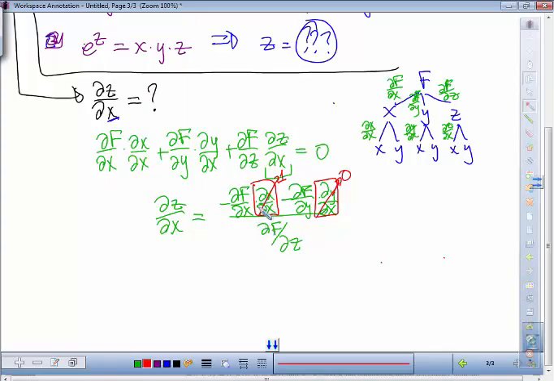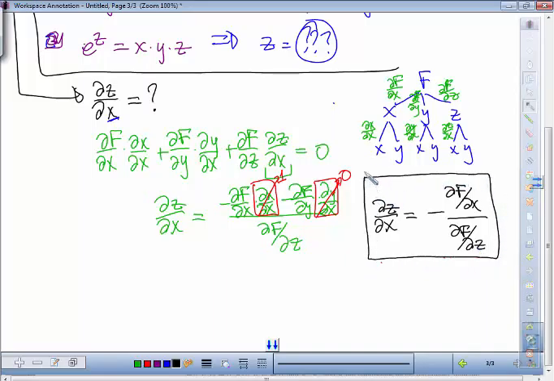So we just have a 1 here and a 0 over there, and then that's going to give us our formula for dz dx. And it's going to be a negative the partial of capital F with respect to x divided by the partial of capital F with respect to z. So similarly, the dz dy would look like that.